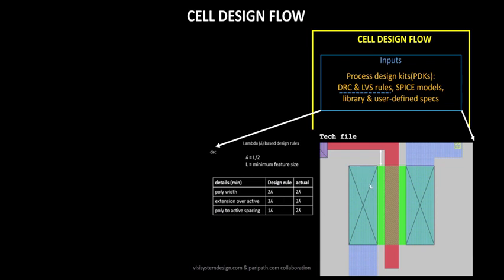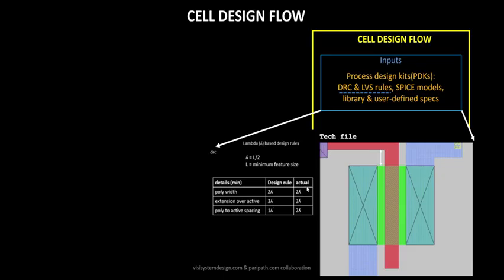Foundries have already done all these experiments, and with those experiments they have come up with a rule that your extension over active has to be 3 lambda. If it goes below 3 lambda, the foundry will not be able to fabricate that particular poly. That's where these rules come into the picture. There is one more rule, for example, the poly to active spacing. If you see the poly to active spacing, it is expected to be 1 lambda.